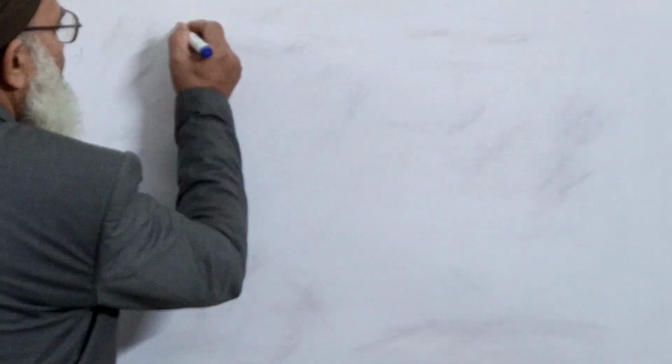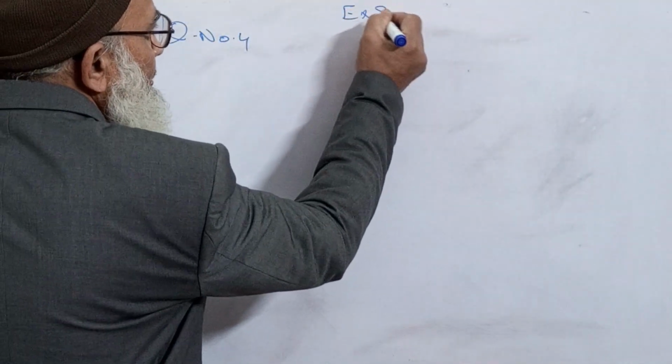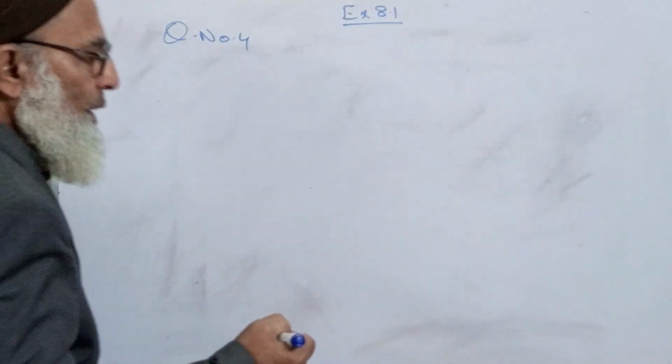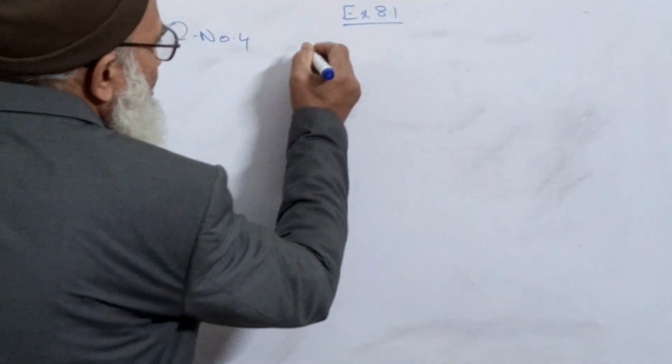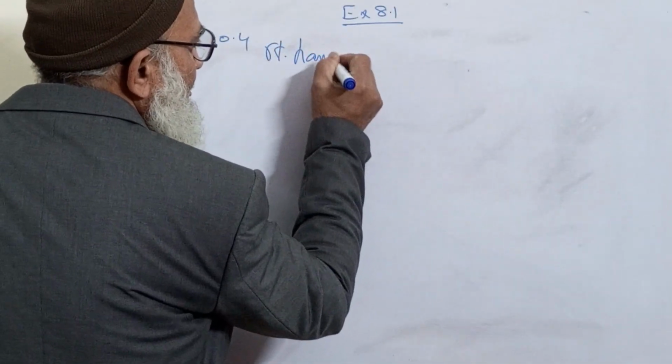Okay. Now let me start with question number 4. In fact, we have done three questions. Question number 4 says research shows that the probability of a person being right-handed is 0.77. Now, question number 4, exercise 8.1, probability. And now, question number 4 says that right-handed persons are how many?